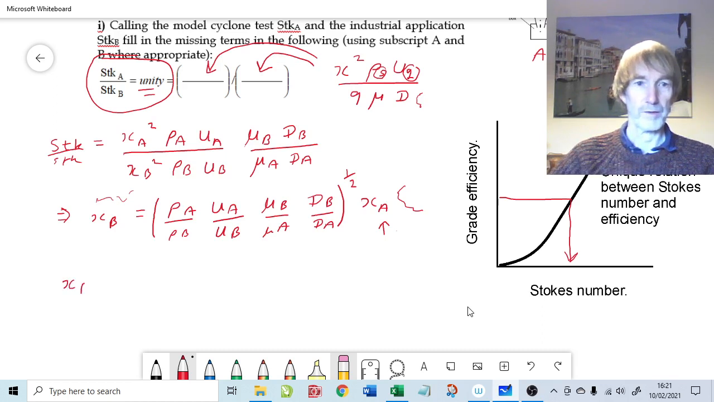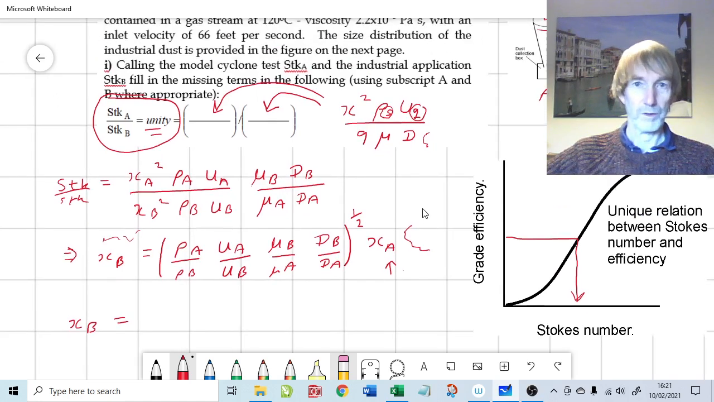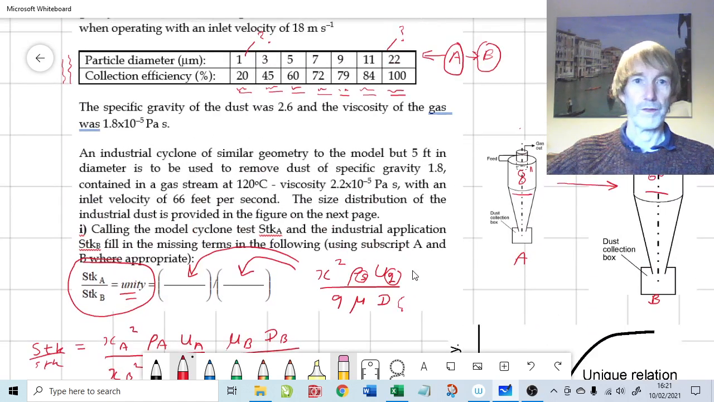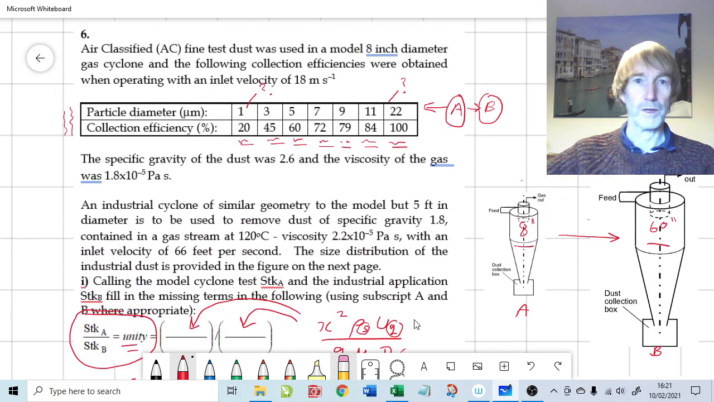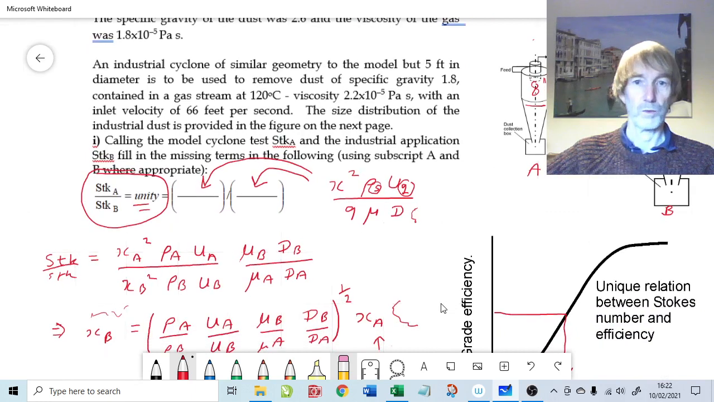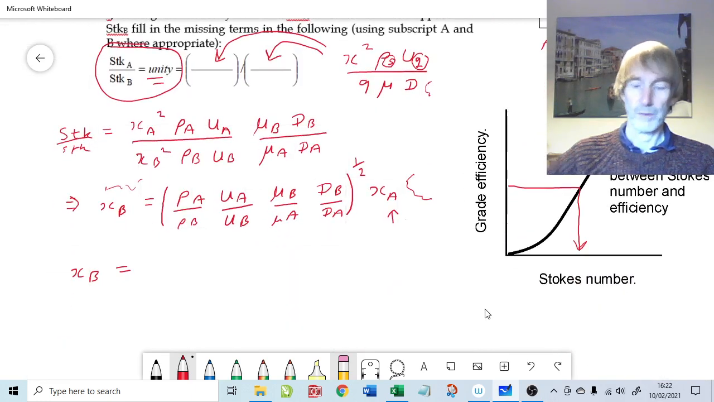The good news about doing ratios like this is we don't have to bother about changing all the units. So long as we've got the same units for density, top and bottom, we don't need it all in SI or any consistent set of units. So what have we got density wise? For the test dust, we had a 2.6 specific gravity and it goes to 1.8. So that's 2.6 over 1.8.